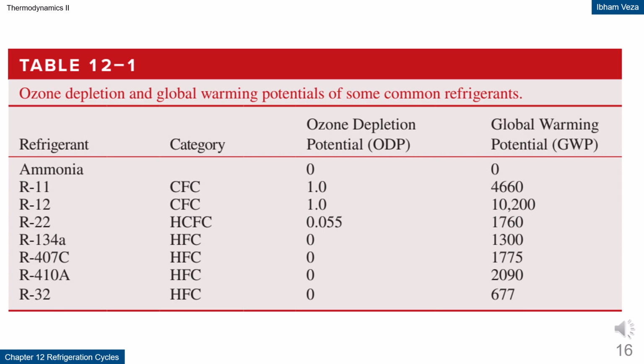Refrigerants and environmental impact table. This table shows that not all refrigerants are environmentally friendly. Older refrigerants, such as CFCs and HCFCs, have very high ODP and GWP values. This causes ozone layer depletion and contributes to global warming. Modern refrigerants are designed to have zero ODP and as low GWP as possible. Refrigerant selection is now based not only on thermal performance but also on environmental impact.